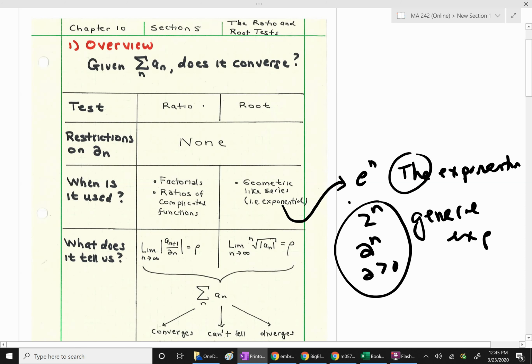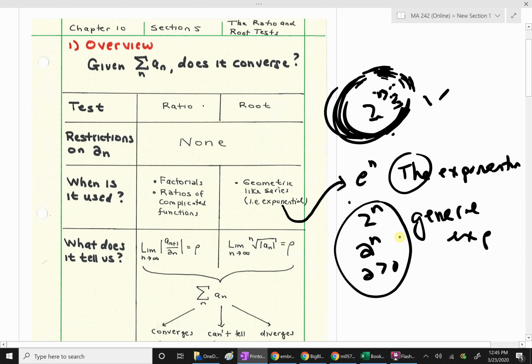Far from it. Right now with the coronavirus, the really important thing is 2 to the nth, where n is the number of people that are being infected. This is how the virus is actually spreading. It's exponential. To be more accurate, it's 2 to the n divided by 3. Every 3 days, the infected population doubles if we don't take measures. So this is a very important exponential function.